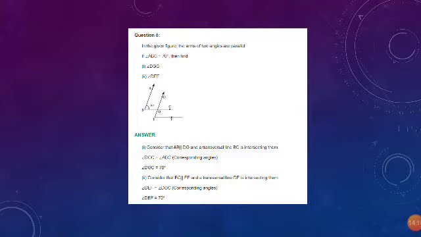So angle DGC. Consider that AB is parallel to DG, and BC is a transversal line intersecting them. Angle DGC is equal to angle ABC, so angle DGC equals 70 degrees. BC is parallel to EF and the transversal line DG is intersecting them, so angle DEF equals angle DGC, which equals 70 degrees. These are corresponding angles. This figure shows corresponding angles.